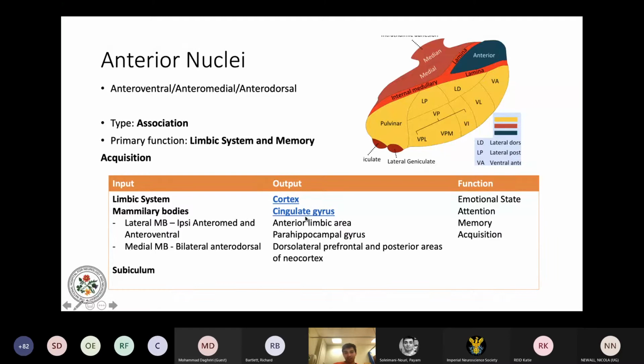The cortex, the cingulate gyrus, an important structure in the limbic system, anterior limbic areas, the parahippocampal gyrus, and prefrontal and posterior areas of the cortex. And then the medial mammillary body projects bilaterally to the anterior dorsal area. It also receives inputs from the subiculum, which is part of the hippocampus. And as we've said, it's important for your emotional regulation, your state, your level of attention, and importantly, memory acquisition.